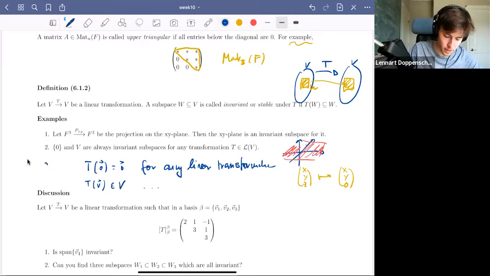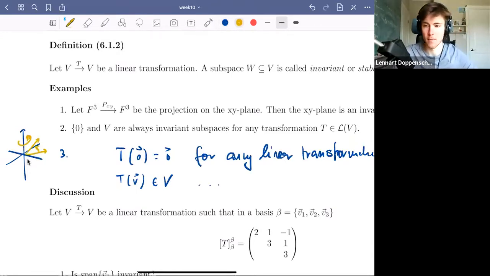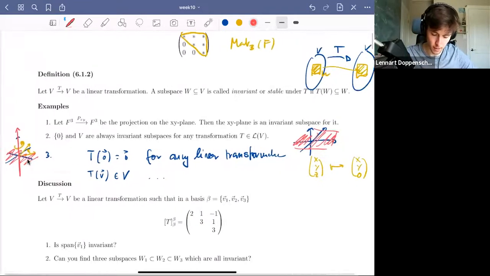Another example that you could maybe think of is in F^3 if you rotate. So if you rotate along this axis, a vector here might be sent to the vector here in the plane. So it's just rotated. Then you have invariant subspaces, which are again the xy plane and also the z-axis. Because if you rotate anything in the plane, it will be in the plane, and everything in the z-axis is just unchanged. So just another example that I just thought of.